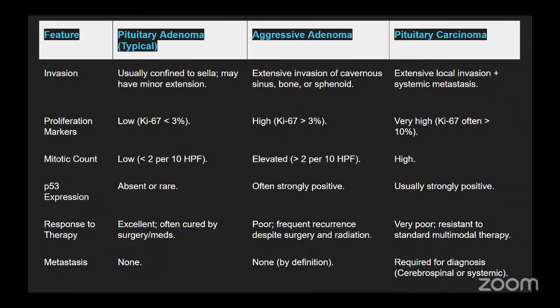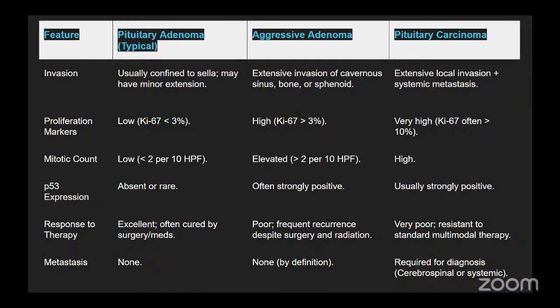How do we classify that these are aggressive? Their Ki-67 is going to be more than 3%. Their mitoses per HPF are going to be more than 2. And their P53 expression is strongly positive. Their response to medical treatment is very poor. Even if you end up doing surgery, there's frequent recurrence, even if you give them radiation. But these do not have metastasis by definition. If these lesions have metastasis, then it upgrades to pituitary carcinoma.